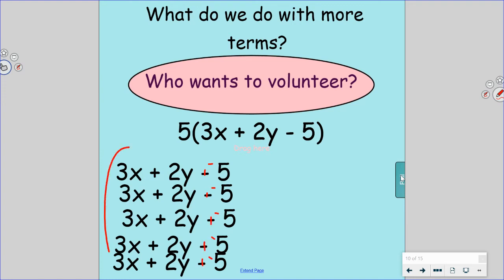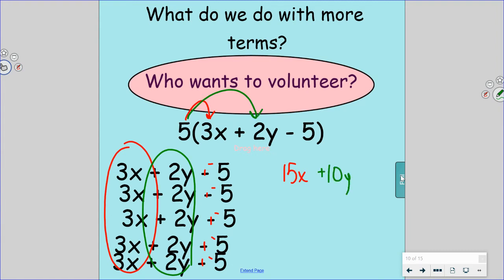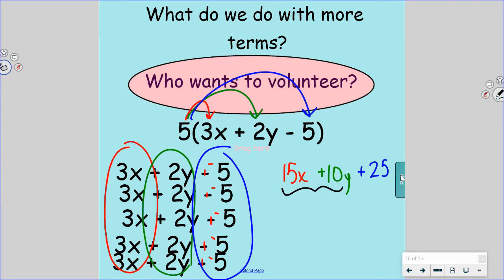But think about this. Why write 3 X's repeatedly when you could say 5 groups of 3 X's? 15 X's. Why write 2 Y's repeatedly when you could say, well, listen, 5 groups of 2 Y's, that would be 10 Y's. And why write negative 5 repeatedly when you could say 5 negative 5s is a negative 25? So just remember, please, that you cannot combine these to make 25. Well, what would it be? 25x? No, maybe it's 25. Well, no, those are not like terms.